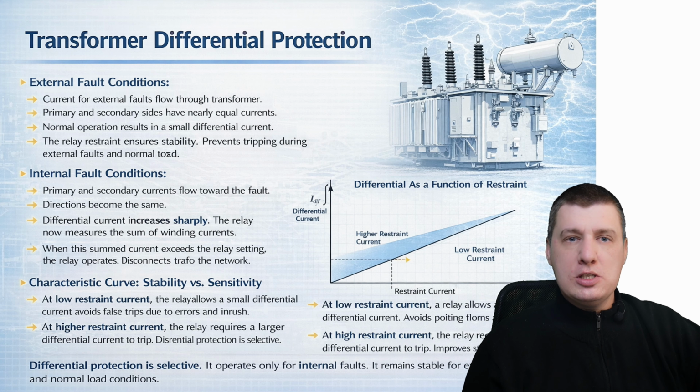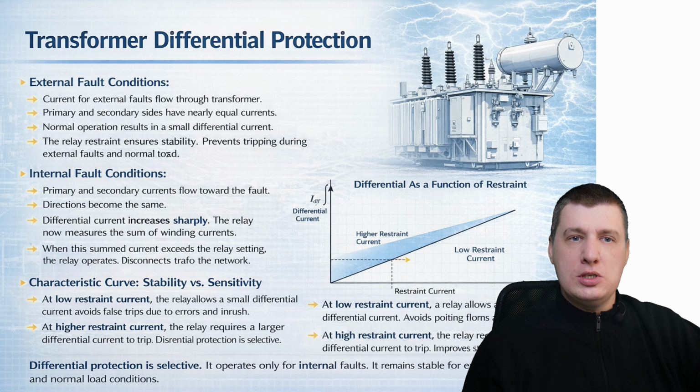This section explains the operating principle of transformer differential protection. When a fault occurs outside the transformer protection zone, current flows through the transformer. The currents on the primary and secondary sides are almost equal. Under normal conditions, the relay sees only a small differential current. This current equals the difference between the two measured currents. Differential current equals primary current minus secondary current.